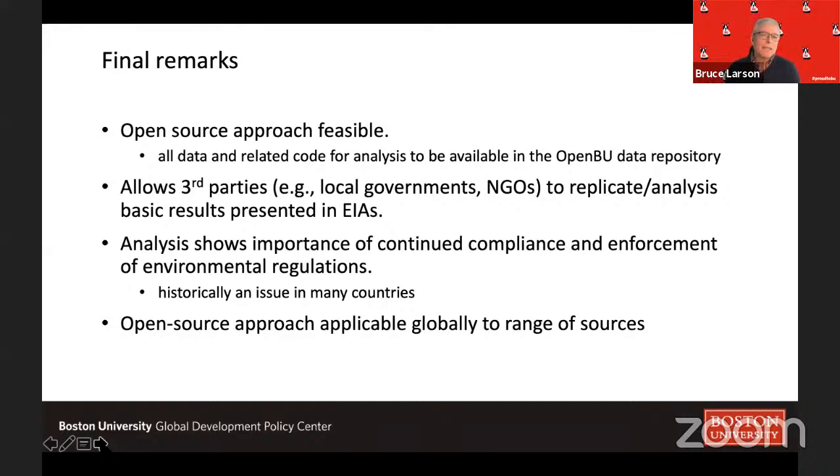Our analysis basically highlights the importance of continued compliance and enforcement of environmental regulations. This has historically been an issue in many countries, including the US, for example, as well as Pakistan. And our open source approach is applicable globally.